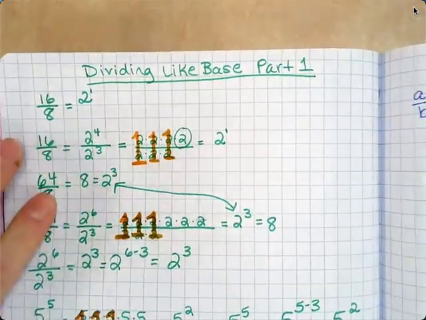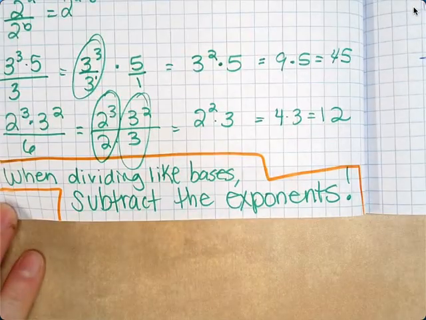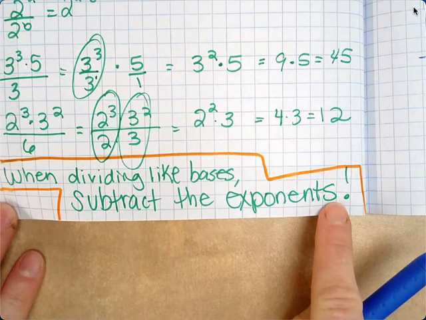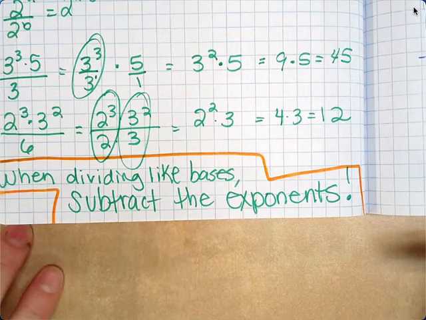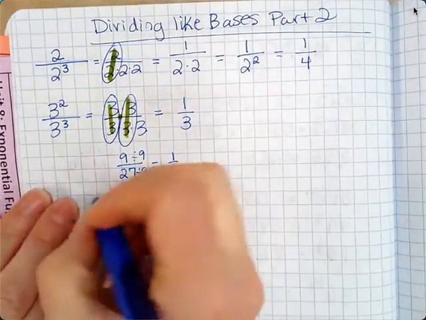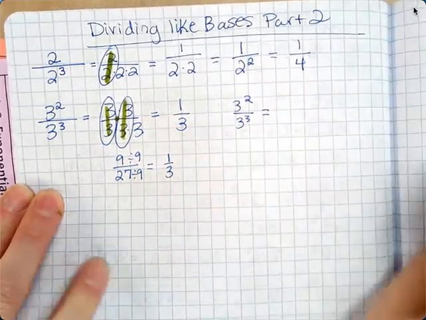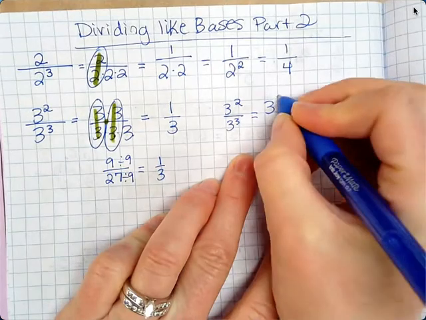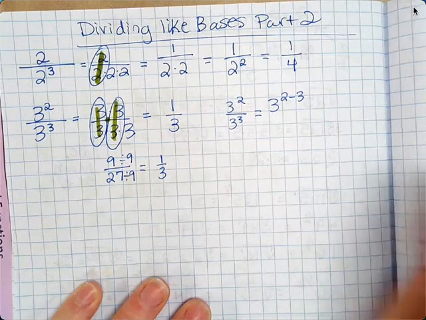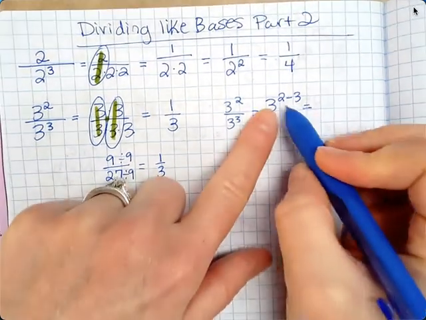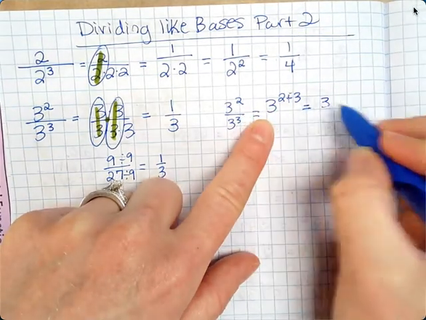Remember when we did this one? When dividing like bases, you will subtract the exponents. So let's do it that way now. This was a couple days ago. So if I have 3 squared over 3 cubed, then I would rewrite it as 3 to the 2 minus 3, which is 2 minus 3, or 2 plus a negative 3, if we want to do it that way, which is negative 1.